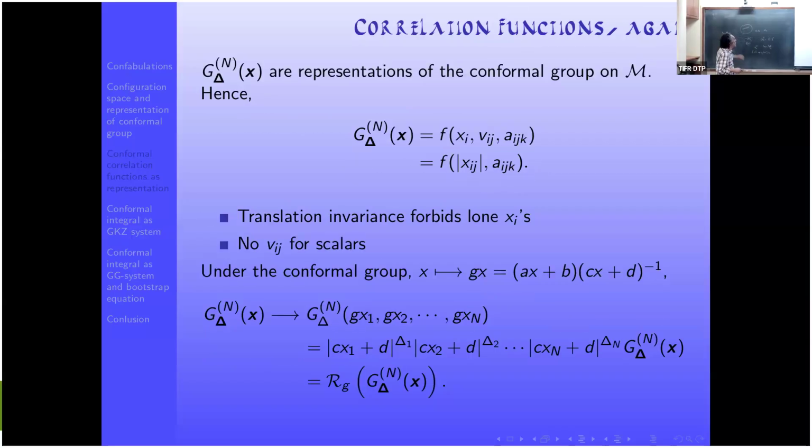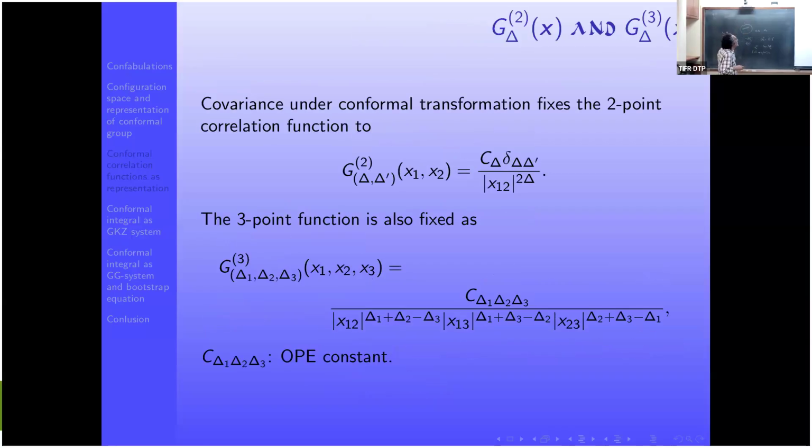Yeah. So now let's go over to the G's. As we know, this is a trivial statement: covariance under the conformal group already fixes the 2-point and 3-point correlation functions like this. Here the 3-point function OPE constant arises in this particular way, and as Sunil pointed out, I had a typo in the first page. It goes in the denominator.